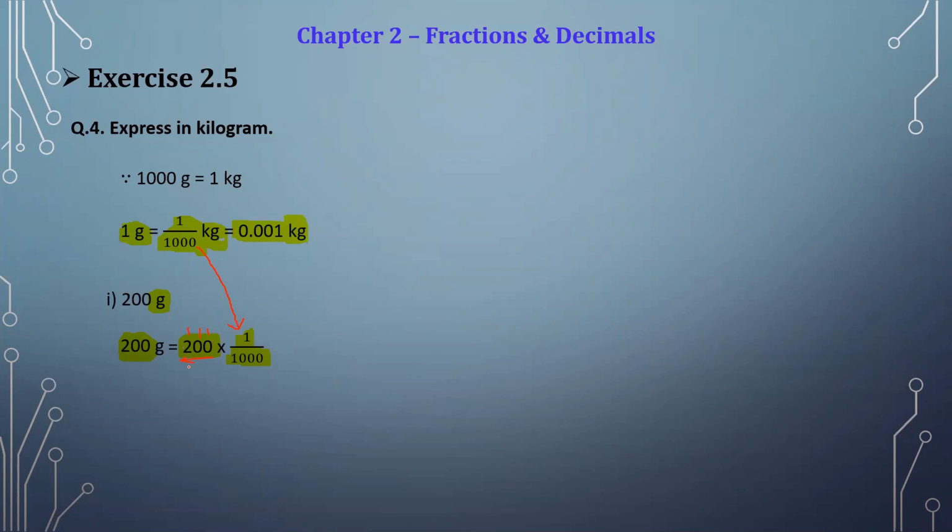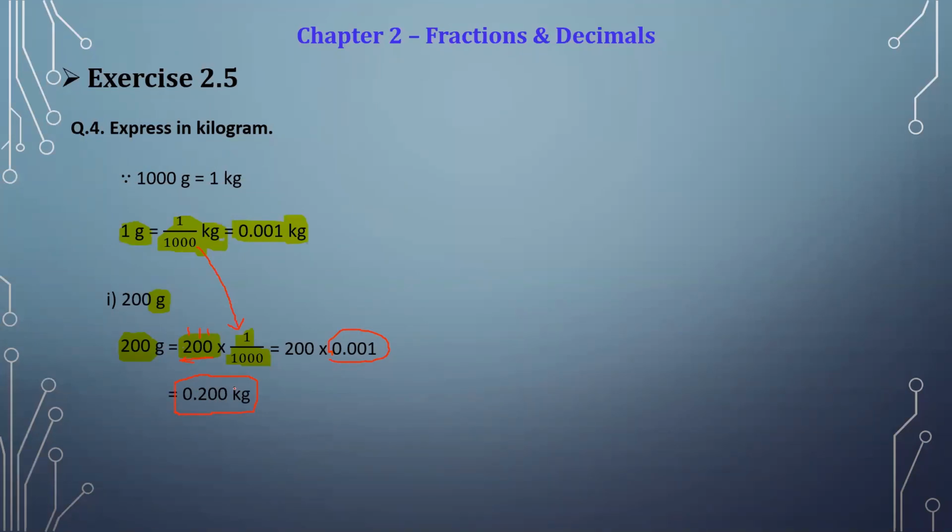Or you can also use the second method. That means you can also multiply by 0.001. No problem. Any method you are going to obtain, by again multiplying or shifting the decimal point. So the final answer is going to be 0.200 kilogram. This is the final answer.